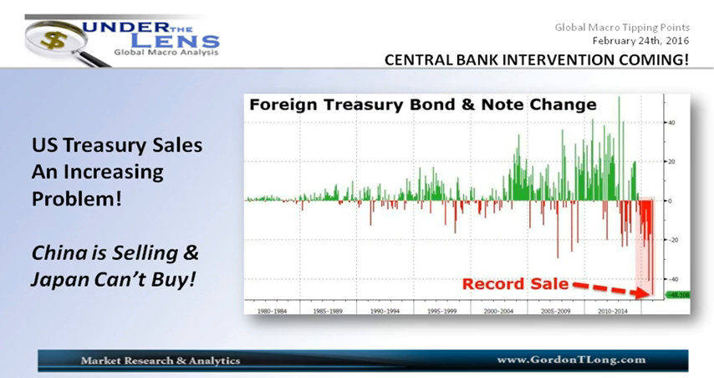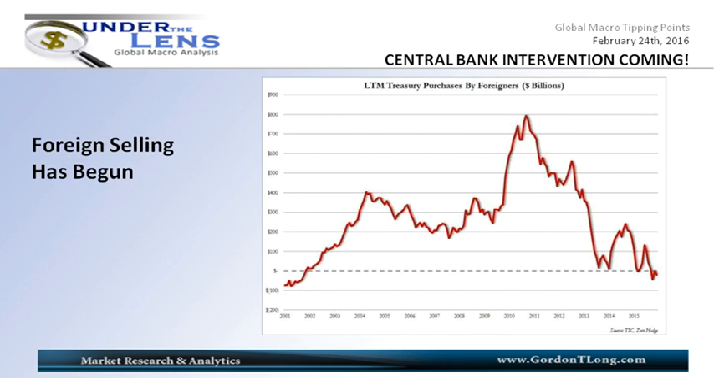Let's return to U.S. Treasuries and the sales required to finance the U.S. government. China is selling, and Japan has stopped buying. These were the two biggest purchasers of U.S. Treasuries. But the problem is larger than that. Overall, foreign buying of U.S. Treasuries is falling rapidly. Emerging markets are being forced to sell currency reserves because of falling trade and large debt loads needing to be paid.